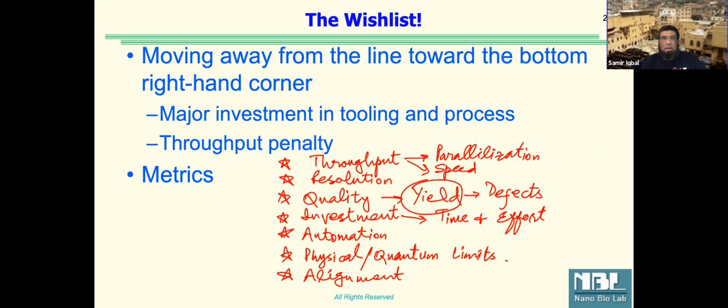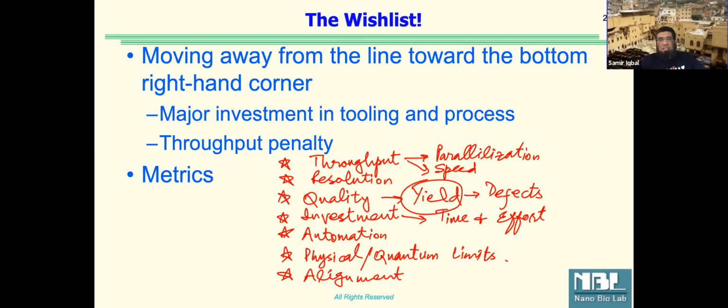But we have defined some metrics. We want high throughput, we want smaller resolution. You have to have high quality, which means you want to reduce the defects so our yield can be higher. There's always some wastage whenever you make a chip. Whenever you buy a computer, they have warranties because they know things can go bad. They replace it. That's what you mean by quality, yield, and defects.